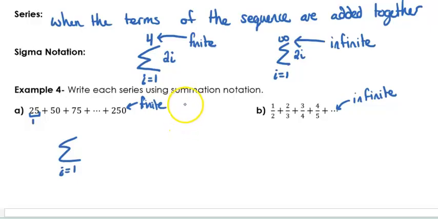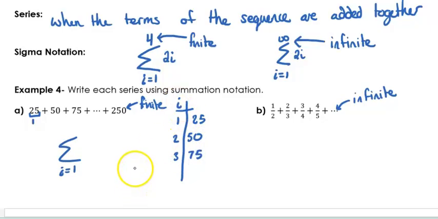Now it's tempting to put i plus 25. That's not quite right. Okay, look at your numbers. Term 1 is 25. Term 2 is 50. Term 3 is 75. So you need to write it in terms of, if I plug in 1, I'm going to get 25. So that'd be 25 times i, because 25 times 2 would be 50, 25 times 3 would be 75, and so on.